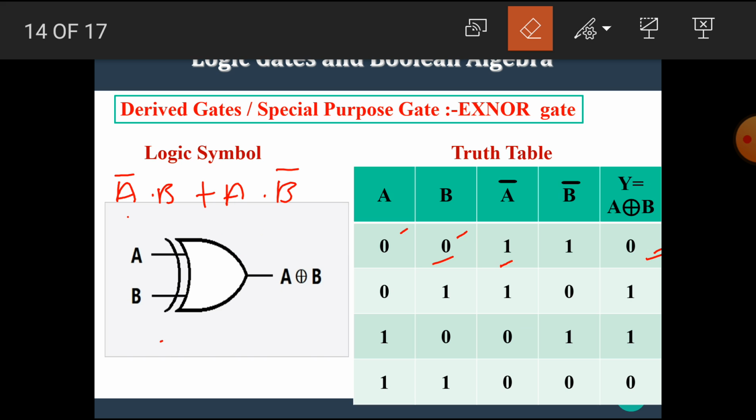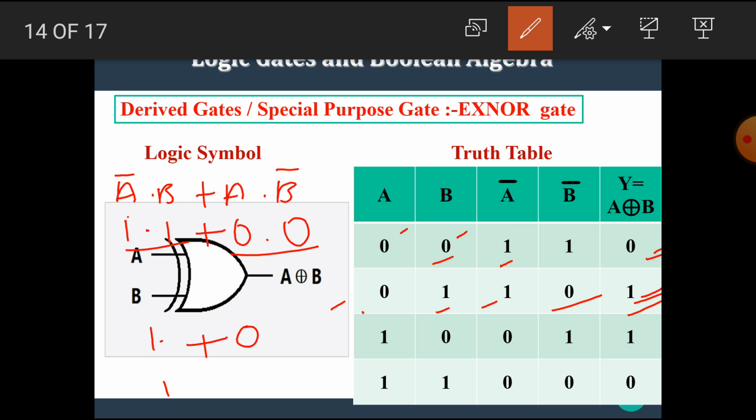Now let's see the next case. In this case, A bar is 1 and B is 1, plus A has the value 0 into B bar has the value 0. 1 into 1 is 1, and 0 into 0 is 0. 1 plus 0 is 1. This is the second case output.